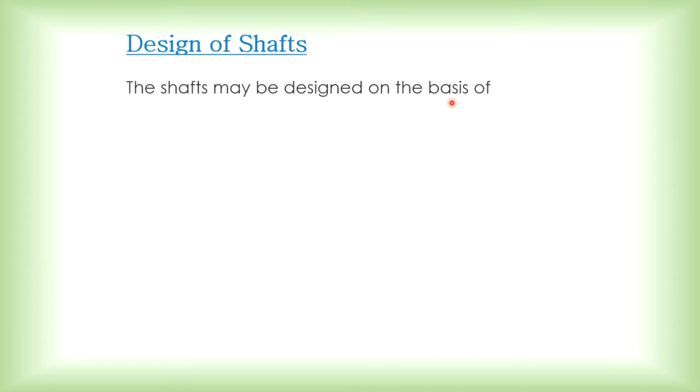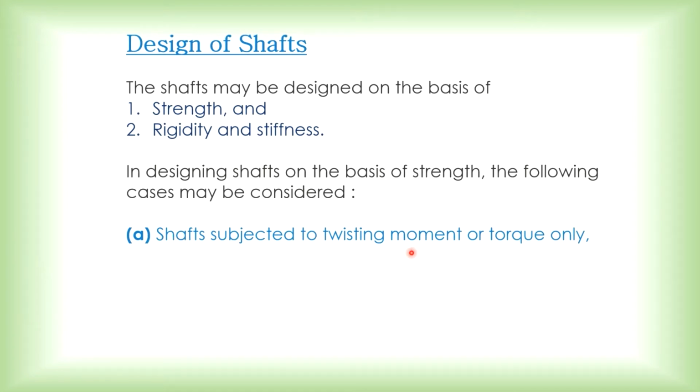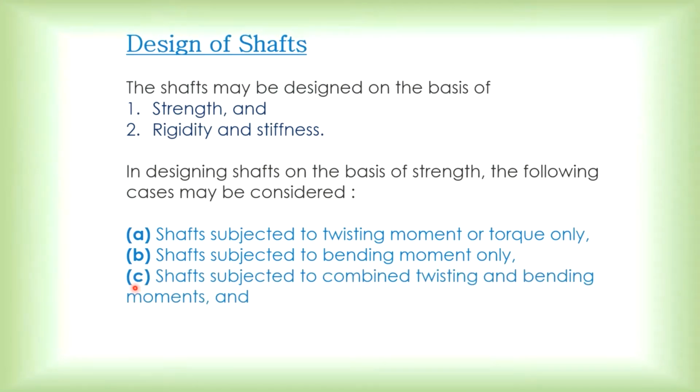Now, the shaft may be designed on the basis of strength and rigidity or stiffness. In designing a shaft on the basis of strength, the following cases should be considered. First, a shaft subjected to twisting moment or torque only. Then we'll look into the design of a shaft subjected to bending moment only. Part C is the combination of twisting and bending moments. We will look at part A first, then continue with B and C.